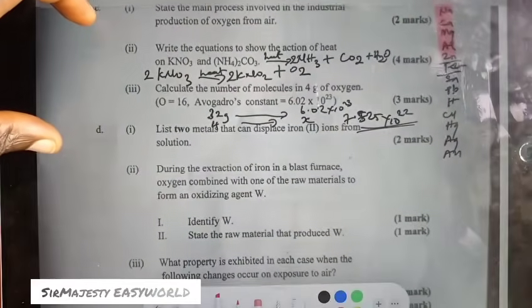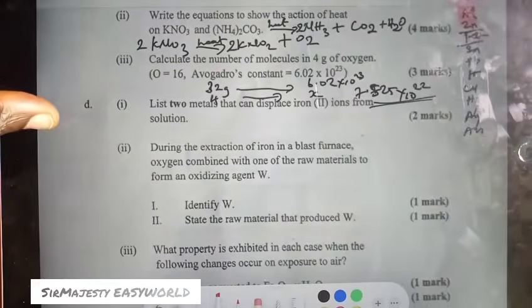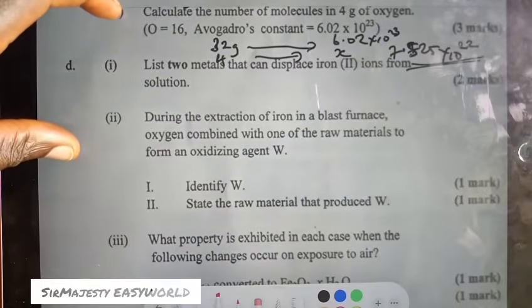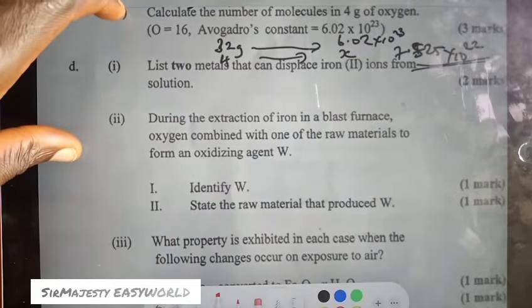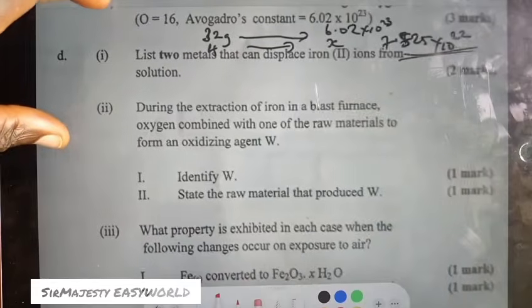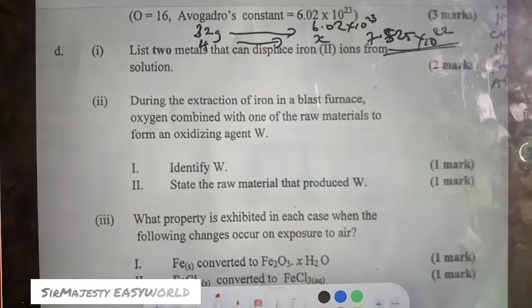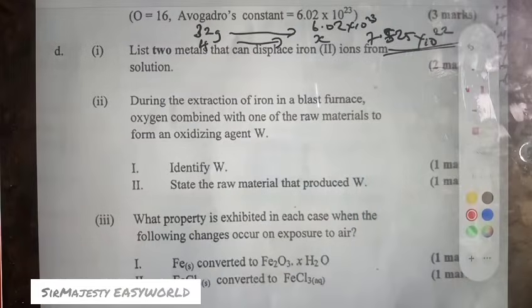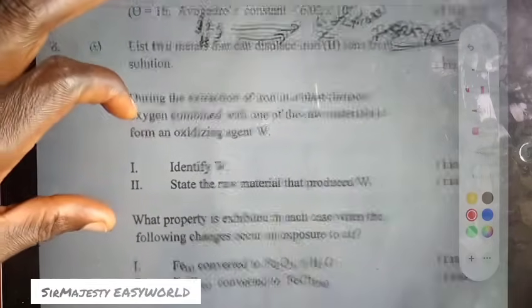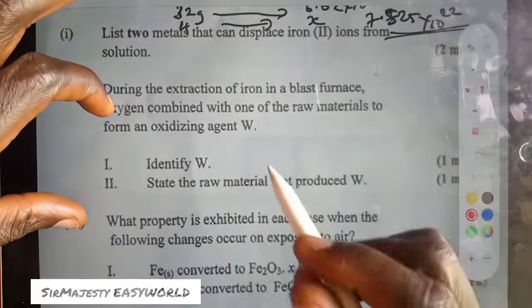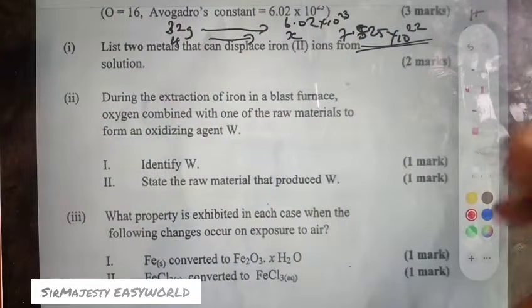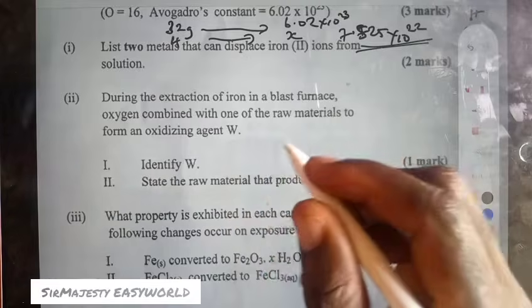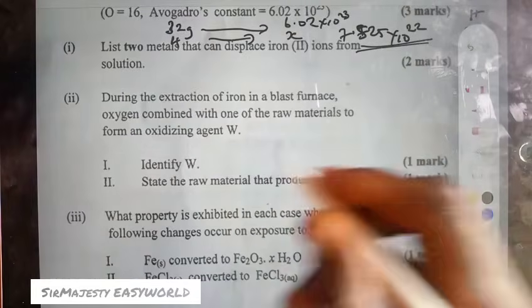If you list any of them, then, during the extraction of iron in a blast furnace, oxygen combined with one of the raw materials to form an oxidizing agent, W. Identify W. The question is a bit complicated. The raw materials there: we have coke, limestone, then the iron ore itself in the blast furnace. NECO loves blast furnace this year, where together with electrolysis in the objective, they asked about it so much. Coke can be oxidized. They say identify the oxidizing agent.